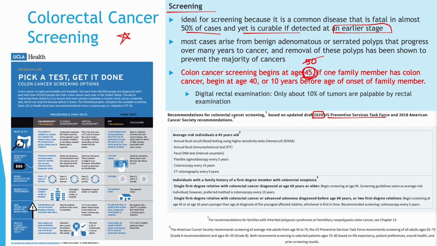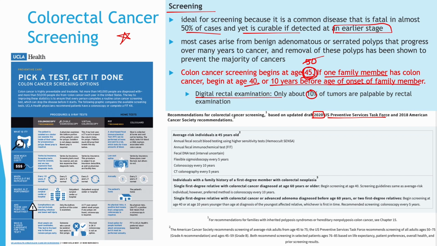If the patient has more advanced risk, especially if they have one first-degree family member that has had colon cancer, you will begin screening either at age 40 or 10 years before the age of onset of the family member, whichever is earlier. As far as screening is concerned, DREs are not very good at detecting it. Only about 10% of tumors can be felt by digital rectal examination.